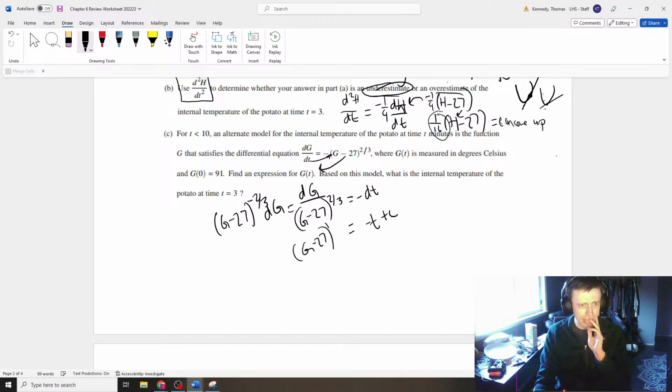Why am I doing this at an angle? Yeah, maybe it's not comfortable. I don't know.